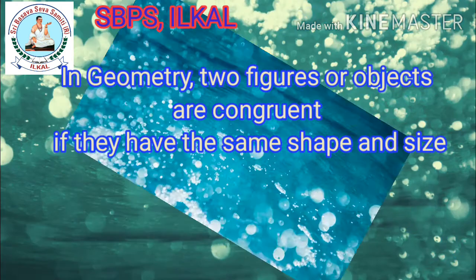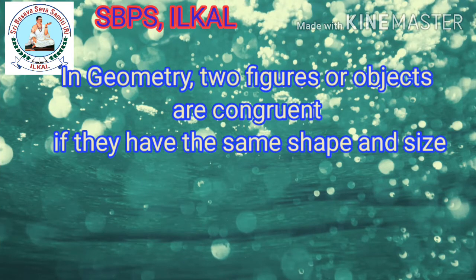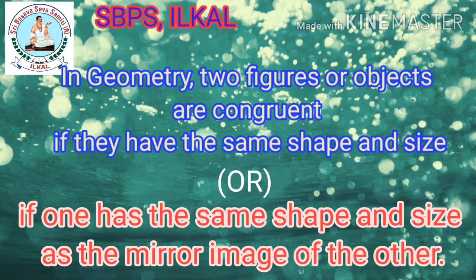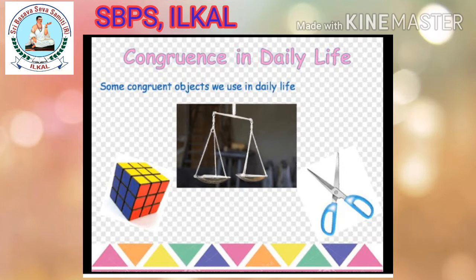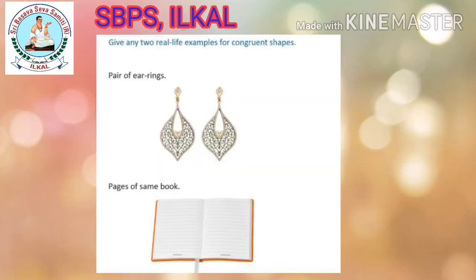In geometry, two figures or objects are congruent if they have the same shape and size, or if one has the same shape and size as the mirror image of the other. Congruence in daily life. Some congruent objects we use in daily life are Rubik's cubes, balance, pair of scissors. Give any two real life examples for congruent shapes. Pair of earrings, pages of the same book.